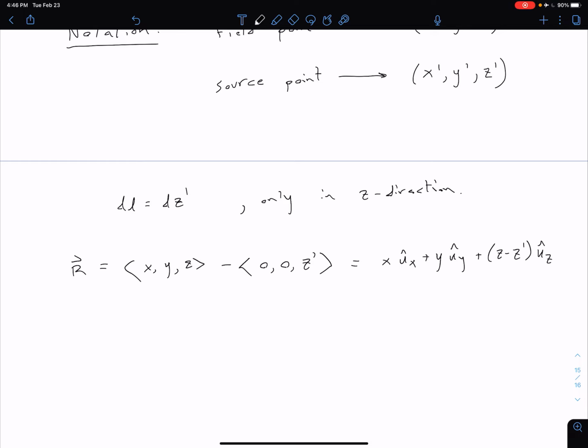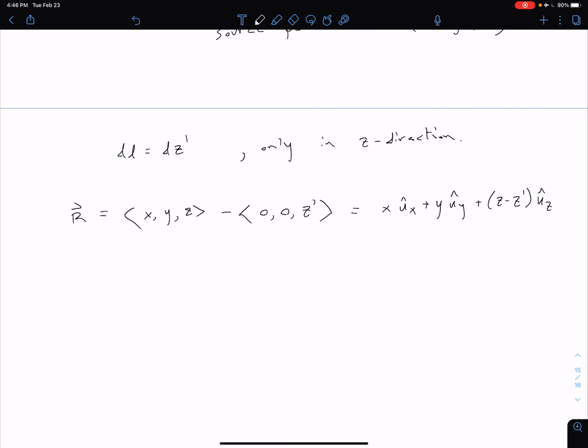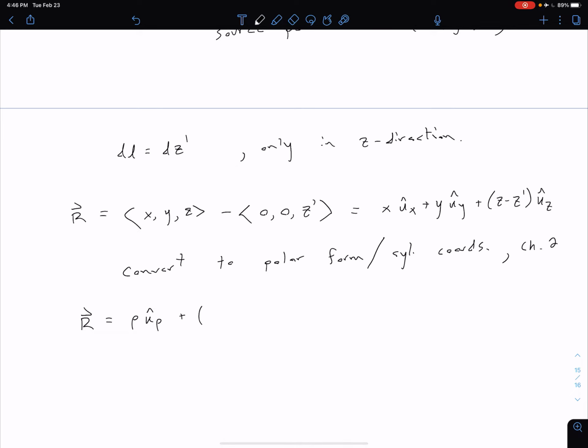And so what I can do is convert this to polar form or cylindrical coordinates using our transforms from chapter 2. And if we do that, what we get is that our r vector is equal to rho in our rho direction plus z minus z prime in our z direction.